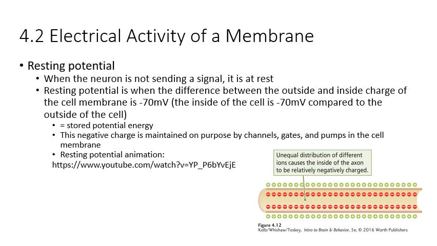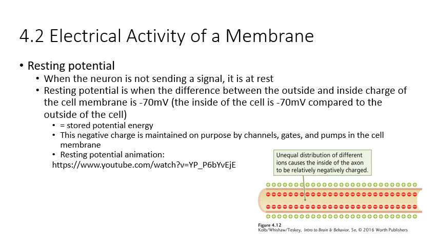Okay, so section 4.2, the electrical activity of the membrane. One of the basic concepts to understand is resting potential. This is when the neuron is not sending a signal, it's at rest. Resting potential in human neurons is when the difference between the outside and the inside charge of the cell membrane is negative 70 millivolts. This is the charge that the cell prefers. So the inside of the cell is negative 70 millivolts compared to the outside of the cell. And this is called stored potential energy.